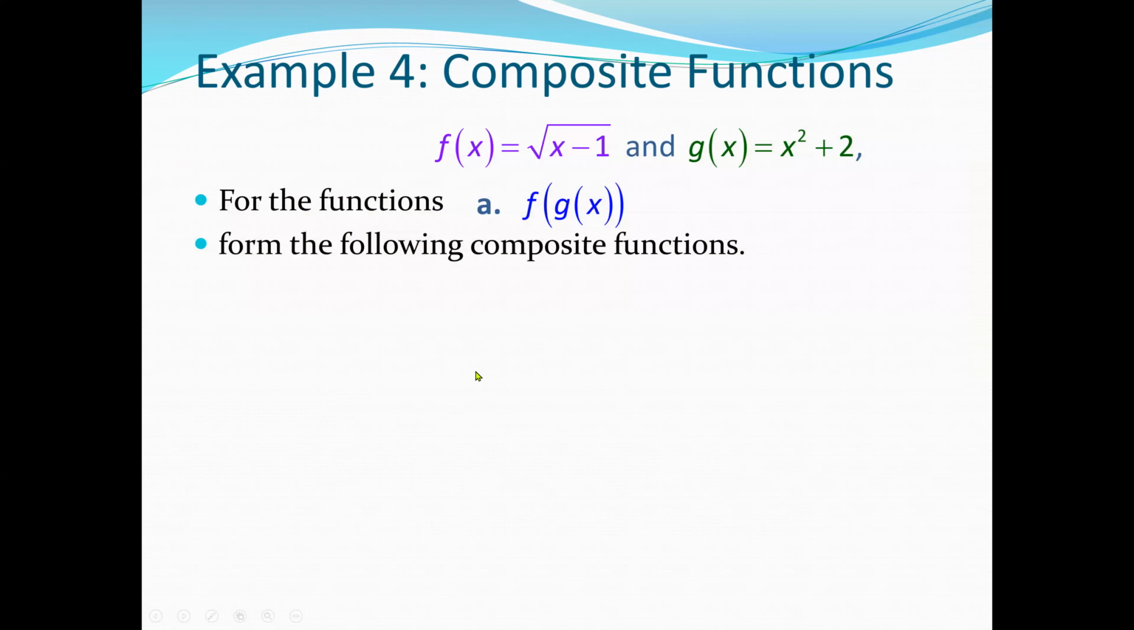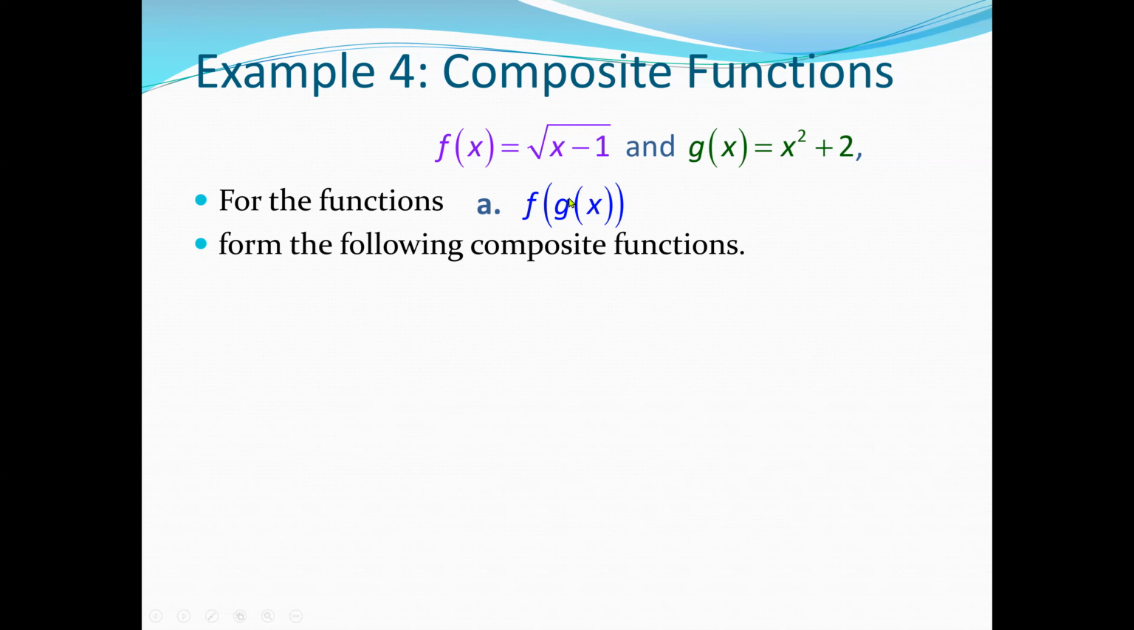So let's do an example. Hopefully the example will help us understand. So if I have f of x equal to the square root of x minus 1 and g of x equal to x squared plus 2, and they say we should find the composite of f of g of x, it means I'm going to write down the f of x function first, which is the square root of x minus 1. Now, anywhere I see x, I'm going to substitute with the g of x function.